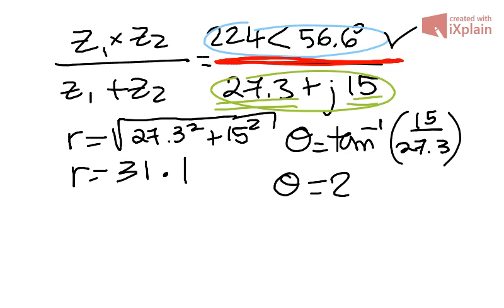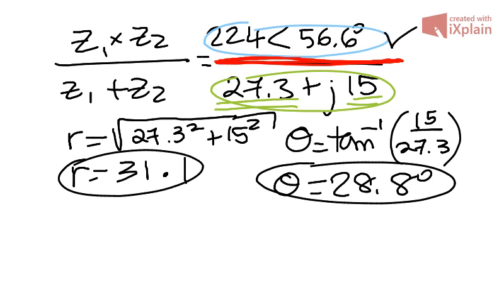So we get 28.8 degrees. Just double checking. Shift inverse to get the inverse tan. Open brackets if your calculator doesn't do that straight away. Divide by 27.3, close brackets, 28.8 degrees. So that means these are the two elements we need for the polar form. So that green number on the bottom now can be replaced with 31.1, angle 28.8 degrees.